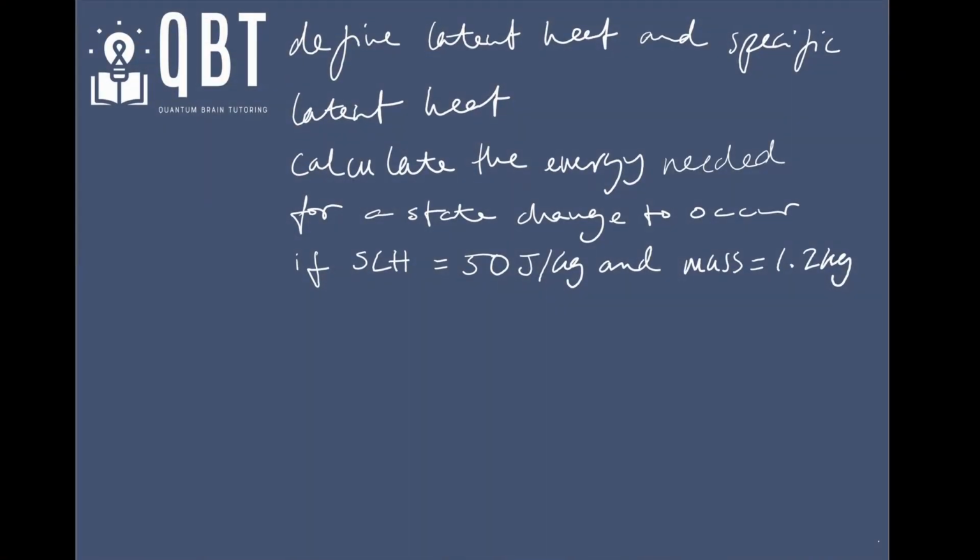Okay, so let's discuss latent heat and specific latent heat in more detail, and let's also consider how we can use specific latent heat to calculate the energy needed for a state change to actually occur. So first question, what is latent heat? The definition of latent heat is the amount of energy that is needed to change the state of a substance, and that would be written as E. And that is measured in joules, because it's energy, which is great.